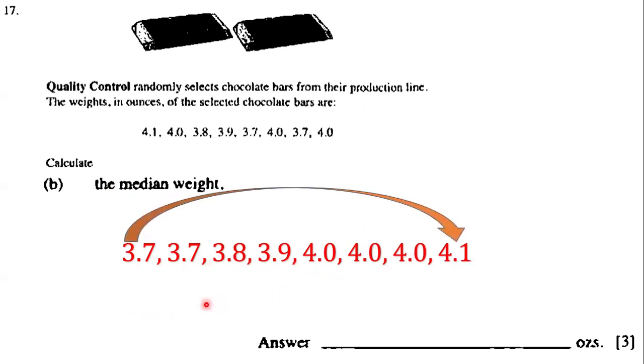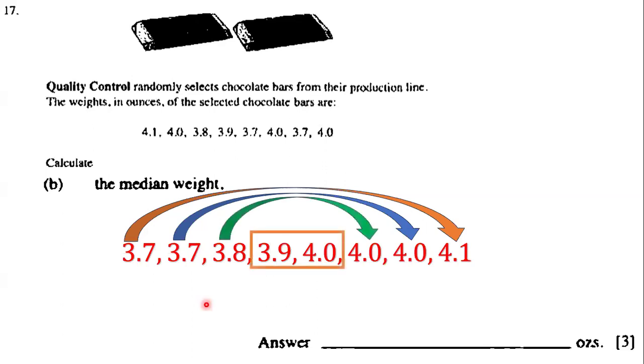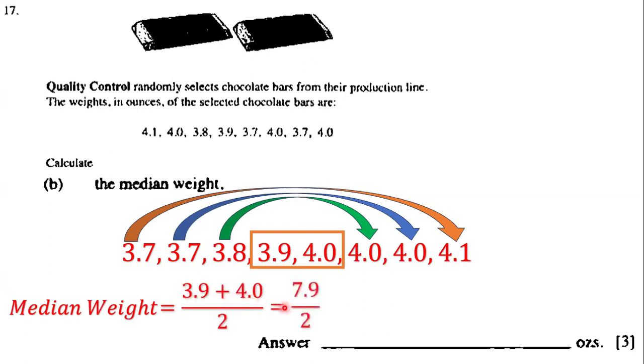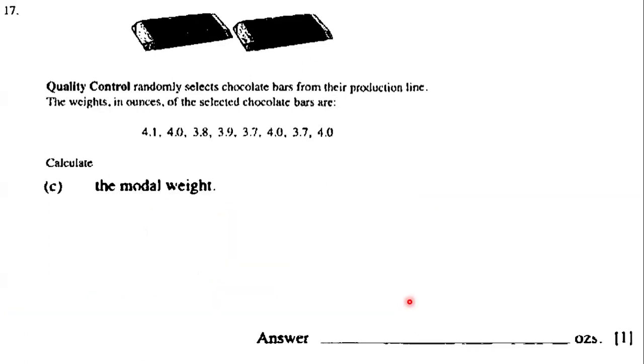Notice that this 3.7 goes with 4.1, 3.7 goes with 4.0, 3.8 goes with 4.0, and so the numbers that we have in the middle are 3.9 and 4.0. Next, we're going to add the 3.9 and the 4.0, and then divide it by 2. So we have 7.9 divided by 2, and 7.9 divided by 2 is 3.95. And so that means that the median weight is 3.95 ounces.